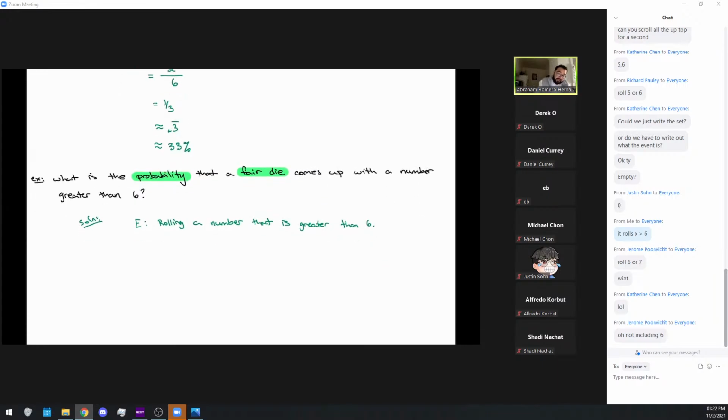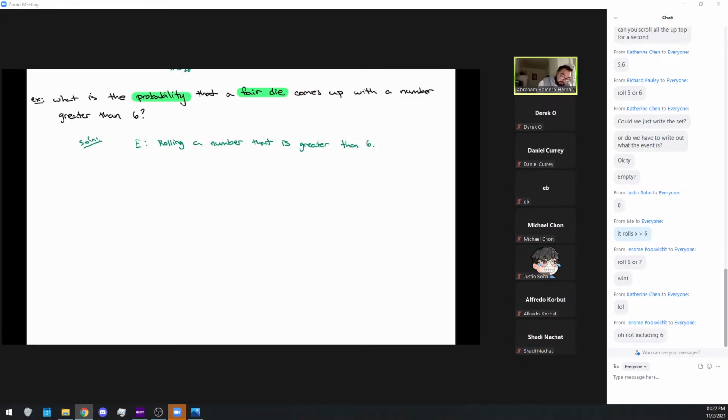So in this scenario, instead of writing it as a set, you just literally write out in words what the event is: rolling a number that is greater than 6. That's all you're doing. Okay.